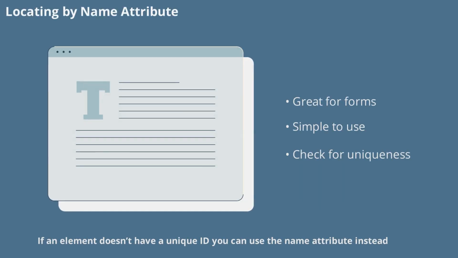If an element doesn't have a unique ID, you can use the name attribute instead. Selenium's findElementByName method helps you locate elements like input fields or buttons that share a common name. This is especially useful for forms and group controls. However, ensure that the name attribute is unique or specific enough to avoid selecting the wrong element.